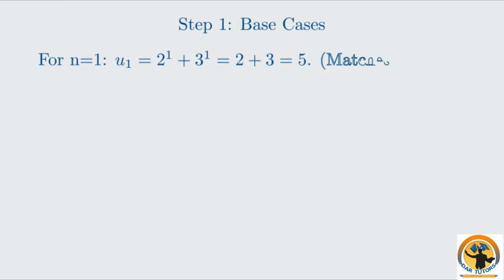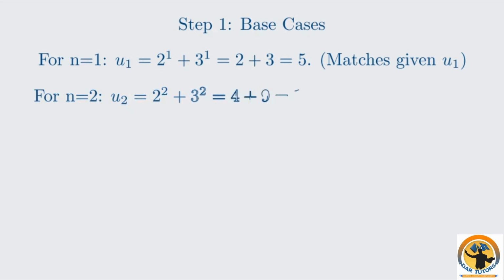Step 1. The base cases. We must check for n equals 1 and n equals 2. For n equals 1, the formula gives 2 to the 1 plus 3 to the 1, which is 5. This matches the given u sub 1. For n equals 2, the formula gives 2 to the 2 plus 3 to the 2, which is 4 plus 9, or 13. This matches the given u sub 2. Both base cases are true.